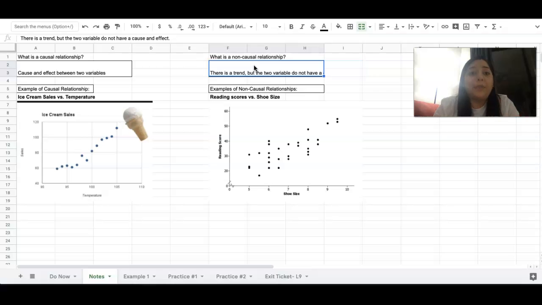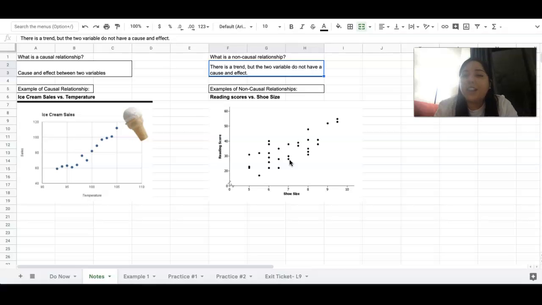Okay, so the example I'm using here for a non-causal relationship is shoe size and reading scores. Yes, there's a trend, there's a relationship basically, but they do not have a cause and effect. We cannot say your shoe size is going to affect your reading score, because you have to think about it. It's like going back to my mom again. My mom is a size 7 shoe. Her size 7 could probably be right here, right? So that's saying that she's going to have a low reading score, when in fact she's a grown adult and she has a very high reading score. So we need to think about those types of things.